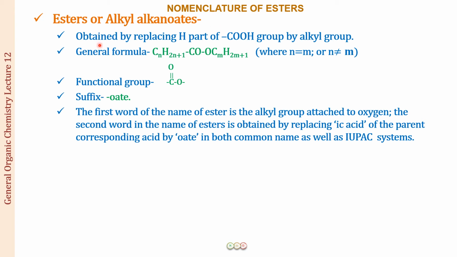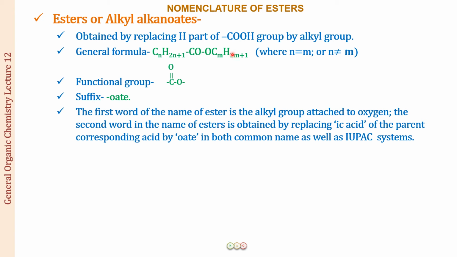So what is going to be the general formula? CnH2n+1 COOCmH2m+1. Right? So we have the COO group in the center, an alkyl group this side and an alkyl group on the other side as well. You have seen something similar earlier also while we were talking about the ethers.